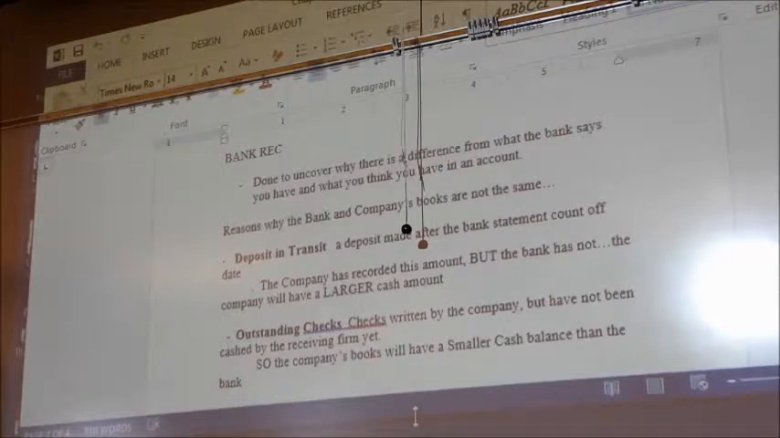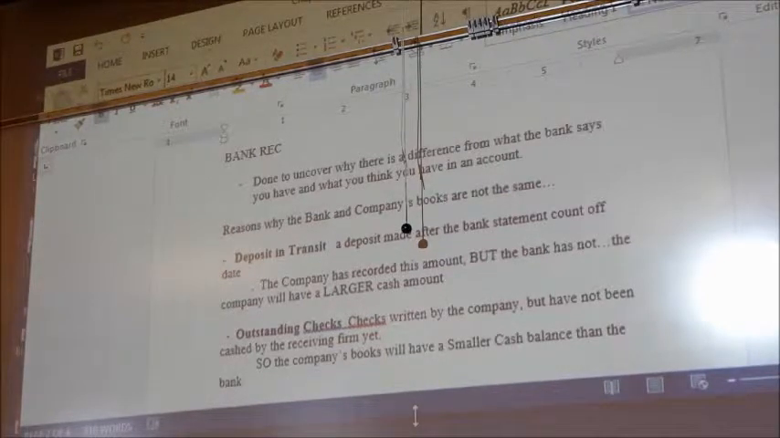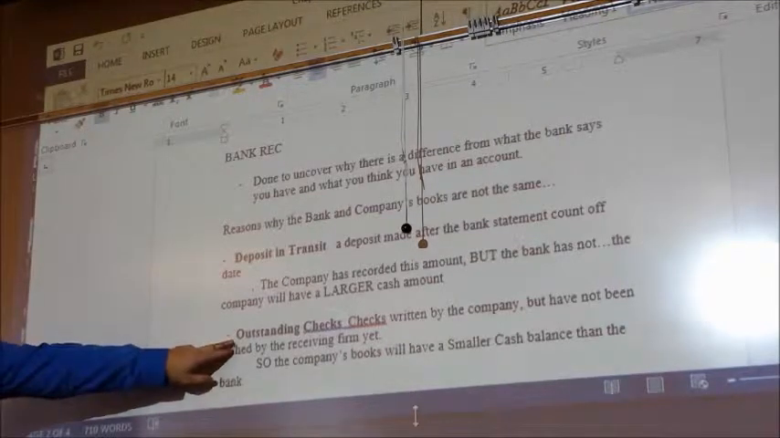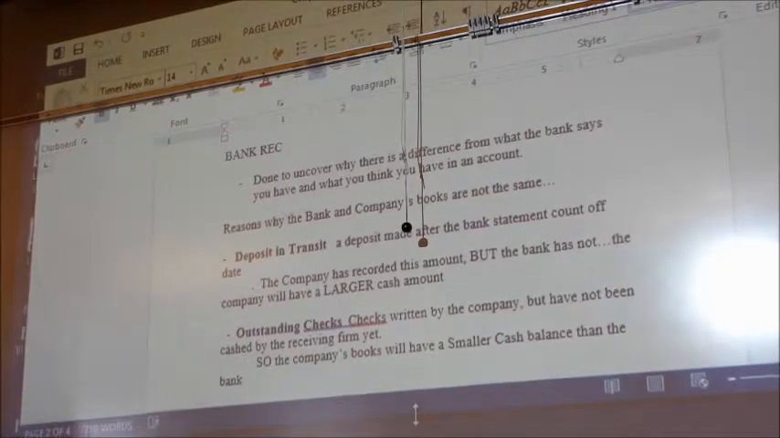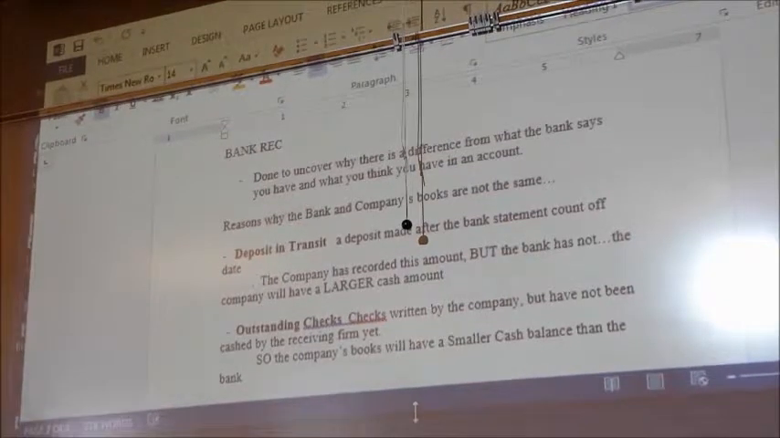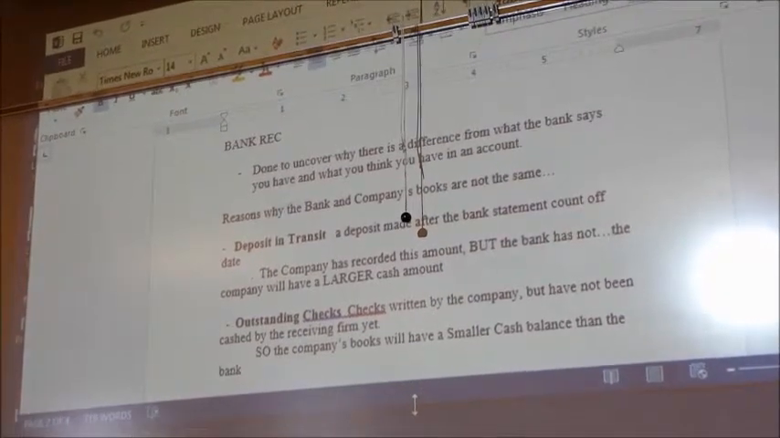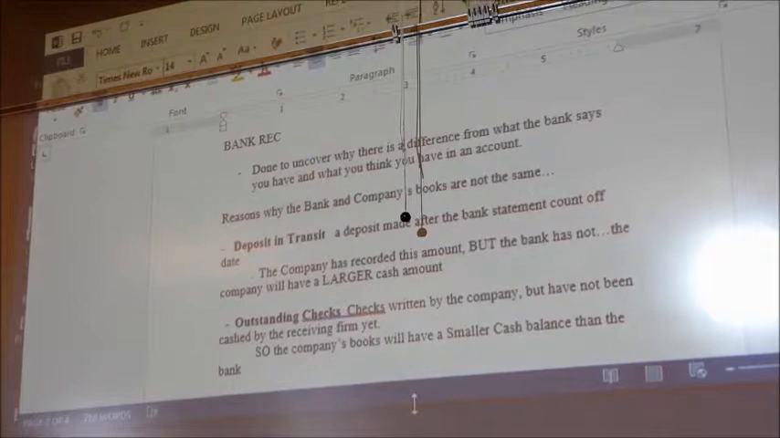Say you wrote a check for $400. You have that you wrote a check, but the bank doesn't know it, because you wrote a check to Billy's insurance, and the insurance company hasn't deposited it yet. Therefore, the bank doesn't know you even wrote a check. That's what this is, an outstanding check. Checks that you have written, but the bank is unaware of.